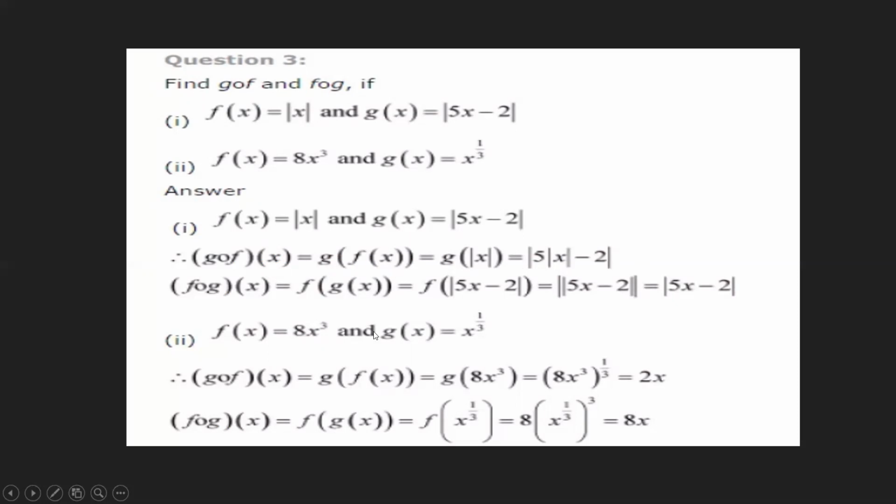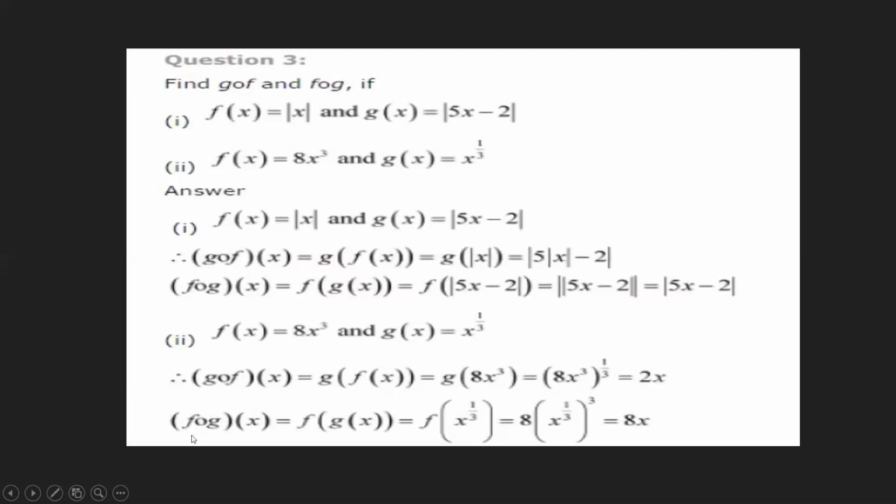Now see the second part. f(x) is given as 8x cube and g(x) is given as x to the power 1 upon 3. We have to find GOF for x. So g of f(x) means g of 8x cube, and it becomes 8x cube to the power 1 upon 3, which gives me 2x.